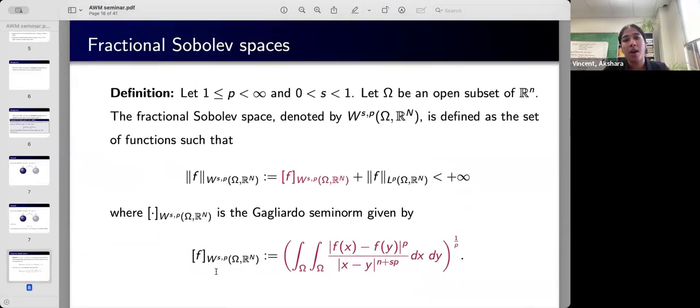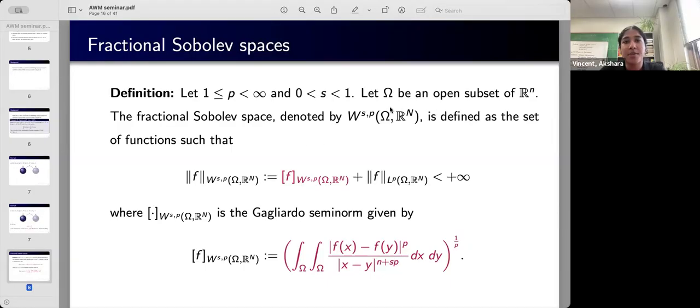So today the focus will be on seeing the same result in fractional Sobolev space. What can we say about minimizers of the fractional energy? Before that, we define what a fractional Sobolev space is. For p greater than or equal to 1 and less than infinity, and s between 0 and 1, we define the fractional Sobolev space as follows.